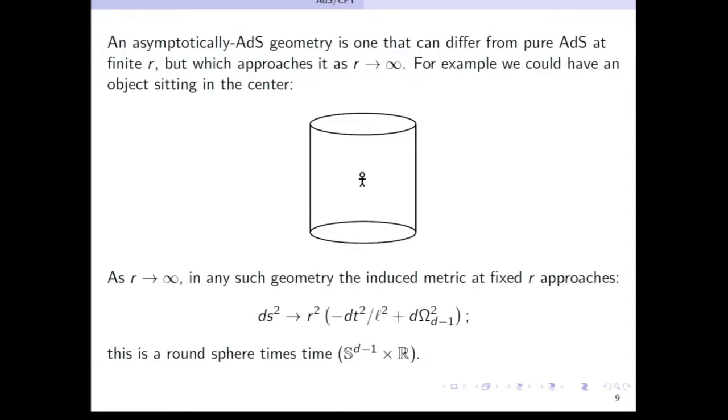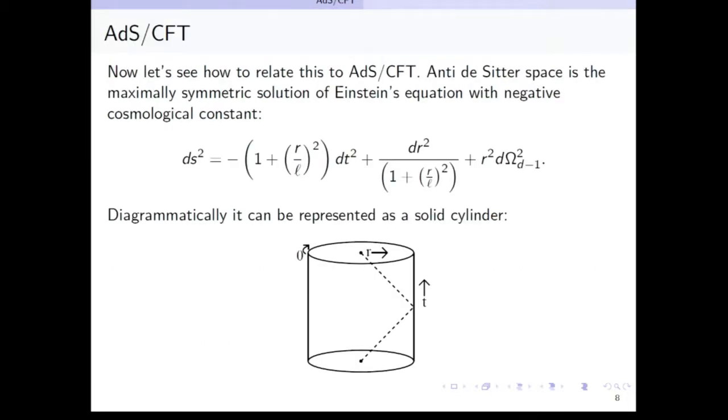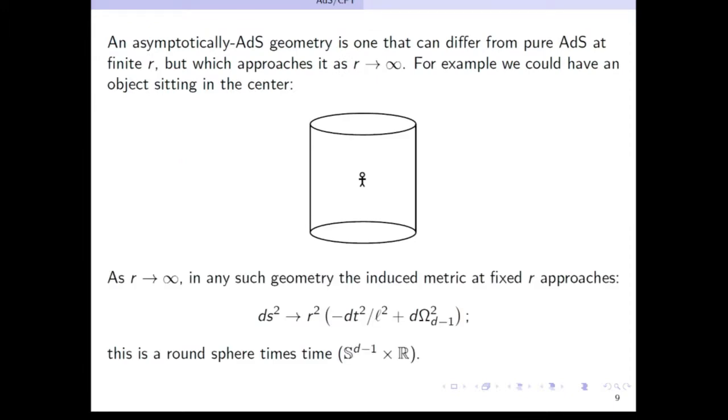Now, it's very important here that as this R goes to infinity, the geometry just becomes like this. At large R, if we look at the metric that's induced on a fixed R slice, we get this sphere and we get this time, and they're both multiplied by R squared. So the geometry just becomes a sphere times a line. There's the boundary sphere and there's time.